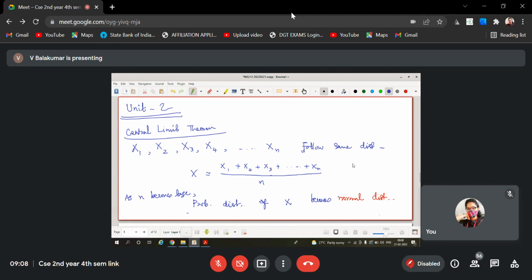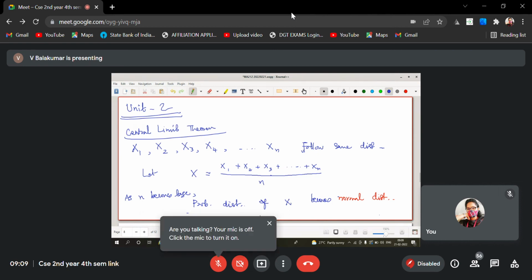It need not be Bernoulli. It need not be binomial. Whatever may be that. And we define capital X as this. As n becomes large, the probability distribution of X becomes normal distribution. This is one beautiful result because we don't worry about what distribution these Xi's are following.